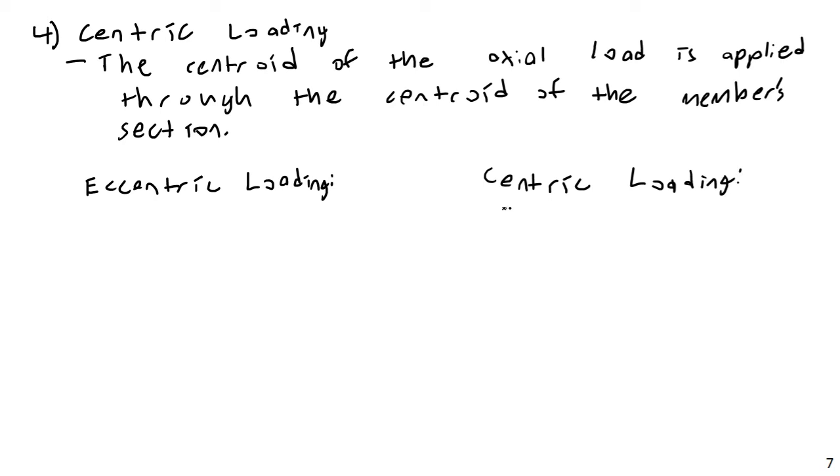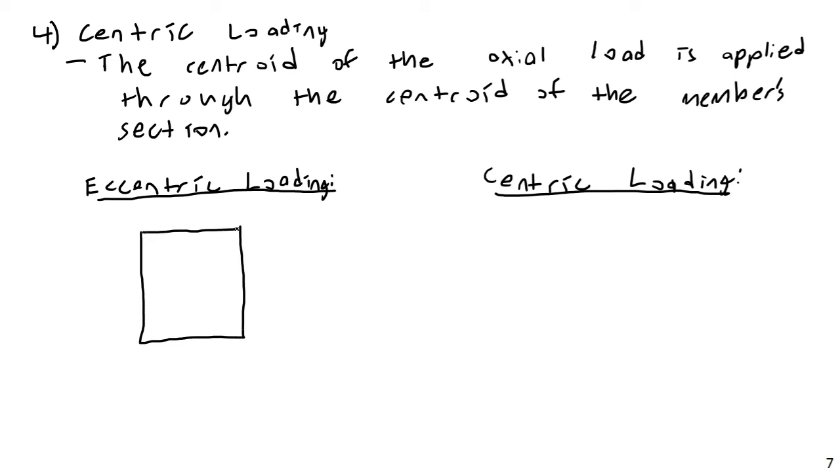Now, I'm going to keep this simple by looking at, let's say, a member with a rectangular cross-section. So that'll be easier to demonstrate, I think. It'll be easier to demonstrate this with a rectangular cross-section. Maybe I'll make a nice big diagram so we can see what's happening here.